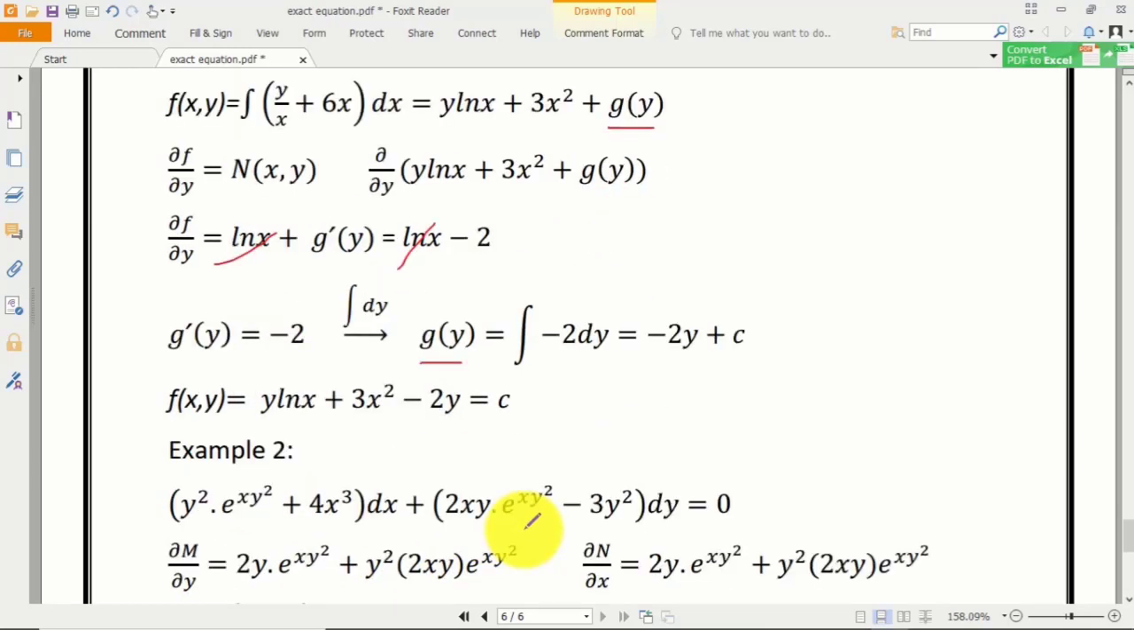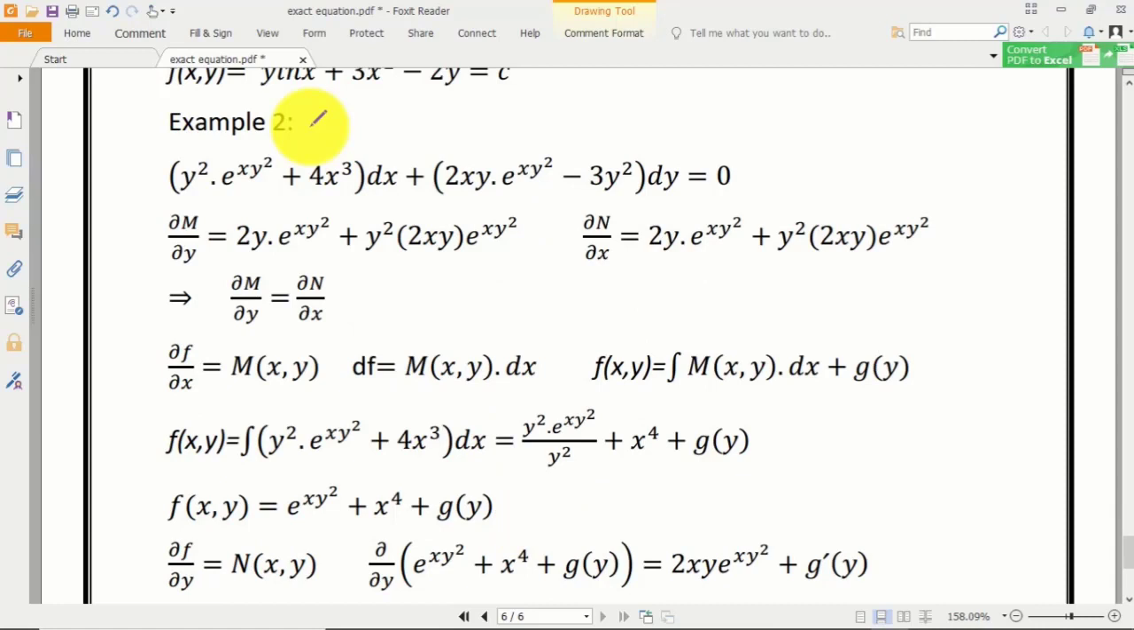Quickly to show you another example, we are asked to solve this equation. I use the exact same differential way to solve it. I will take the derivative of the dx coefficient, M, with respect to y. Partial M with respect to y is the derivative of this product equation. It would be the derivative of the first function multiplied by the second function.